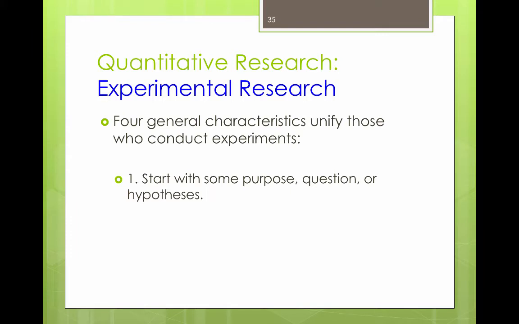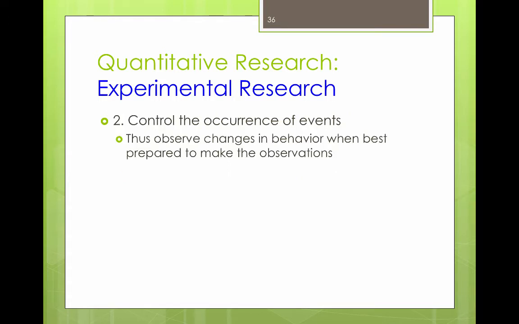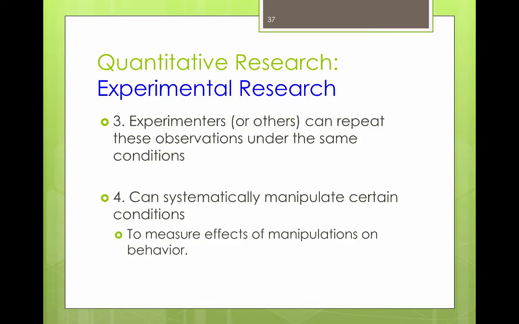There are 4 general characteristics that unify those who conduct experiments. You start with some purpose, question, or hypothesis. You control the occurrence of events, so as to observe changes in behavior when best prepared to make observations. So you could say for a fact that yes, it was the independent variable that caused this effect on the dependent variable. The experimenter or others can repeat these observations under the same conditions.